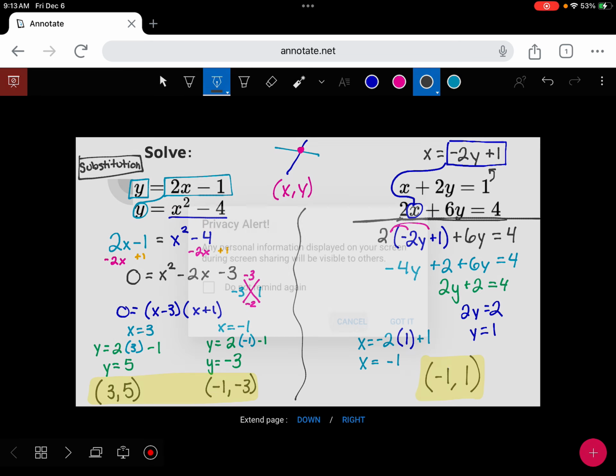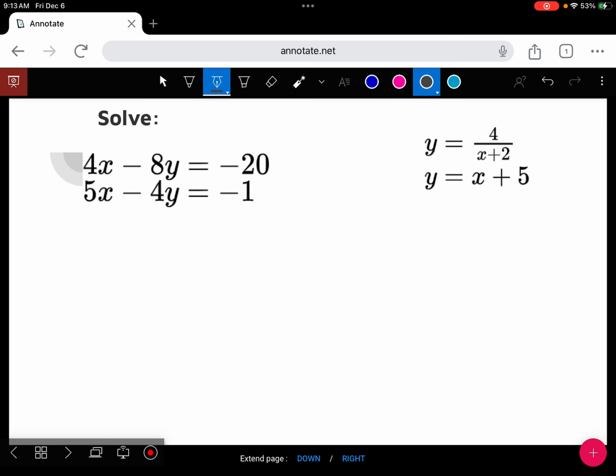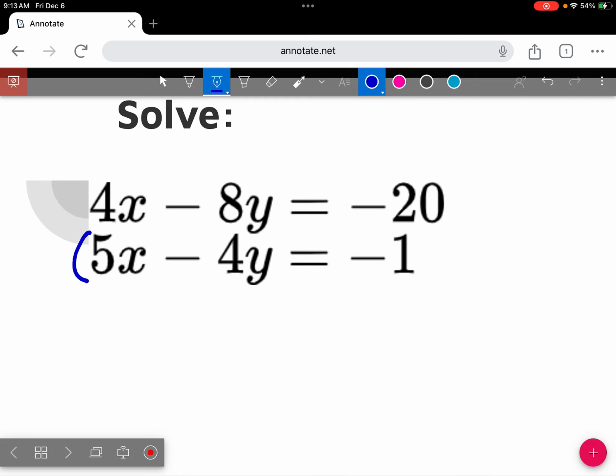Let's say the next one. This one is not so pleasant with our substitution stuff. So what could we do? On the bottom one. Why did you pick negative 2 to multiply this whole equation by? So that we can eliminate my y's.